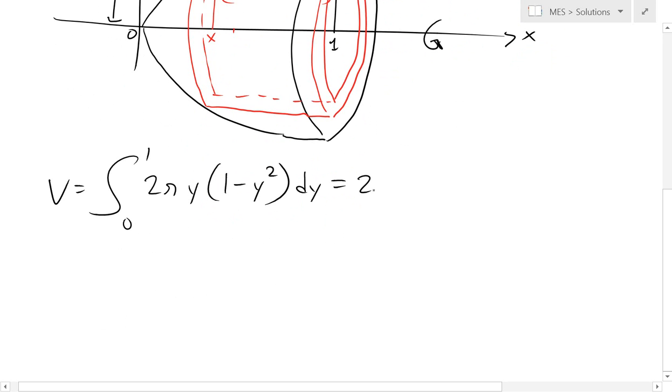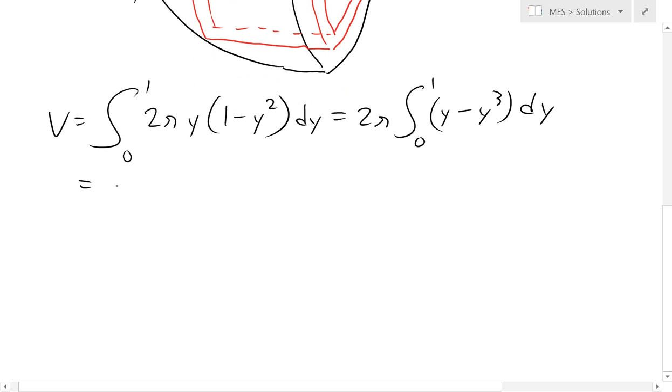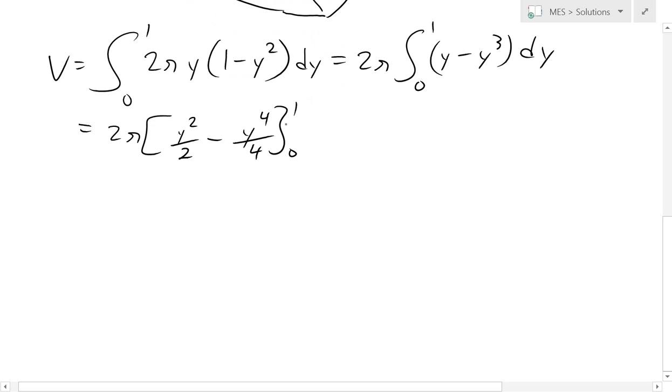Now let's simplify this further. Take the constant 2 pi out, and multiply this y inside, so we have 2 pi times the integral from 0 to 1 of y minus y cubed dy. Now we can solve the integral. This equals 2 pi times the bracket: y squared over 2, that's the integral of y, and the integral of y cubed is y to the 4 divided by 4, from 0 to 1. Now we can just plug in the 1.